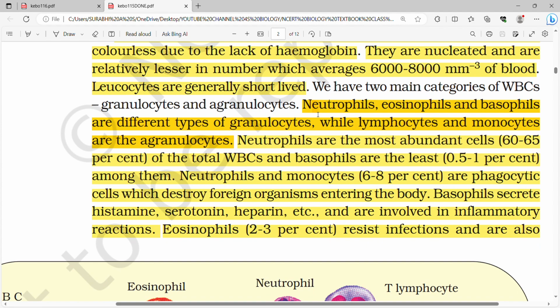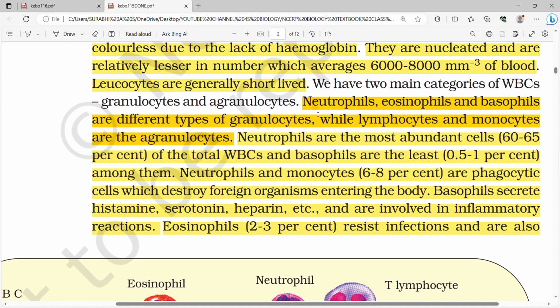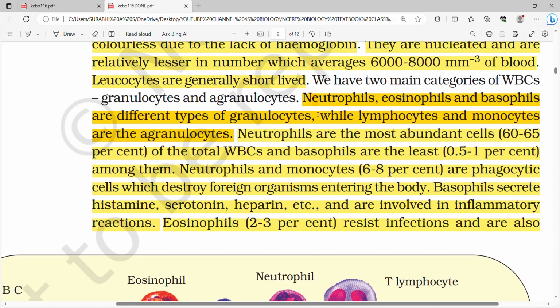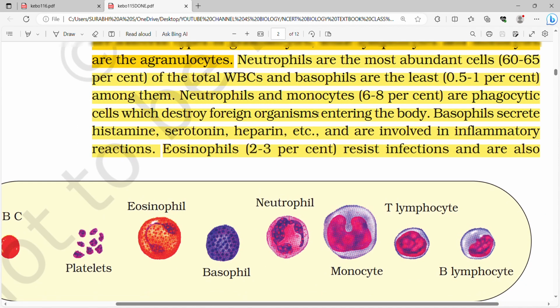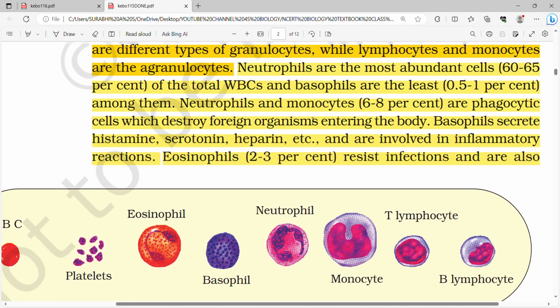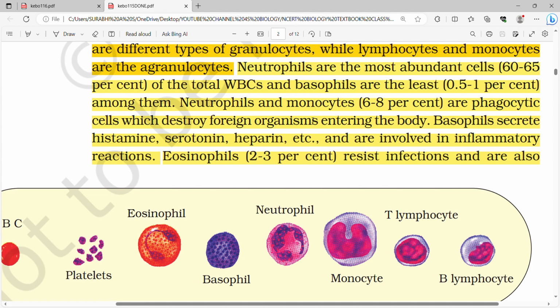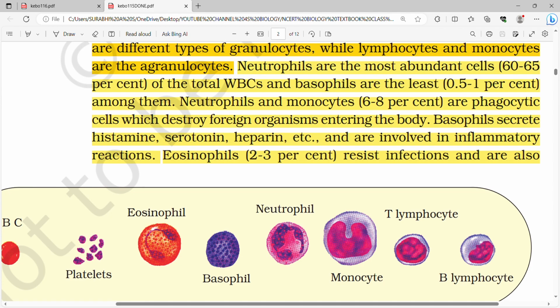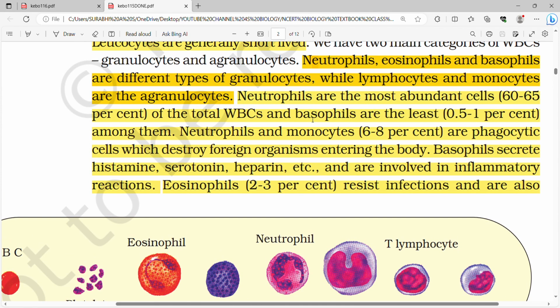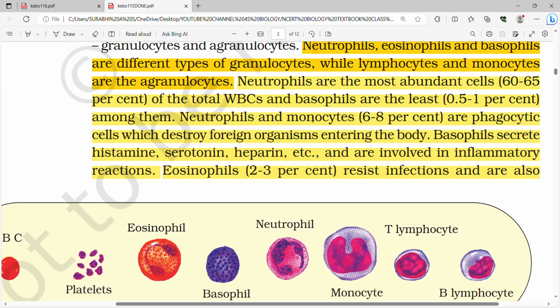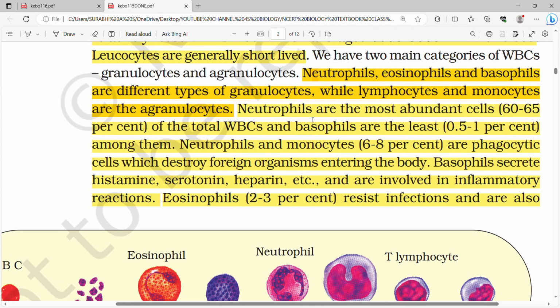In leukocytes, we have granulocytes and agranulocytes. Granulocytes consist of neutrophils, eosinophils, and basophils, while lymphocytes and monocytes are agranulocytes. Next, neutrophils are the most abundant cells. First, they will ask you the decreasing order or increasing order of these cells. So neutrophils are the most abundant cells of the total WBC. Then basophils are the least. So neutrophils first, then lymphocytes, then monocytes, and later eosinophils and basophils.